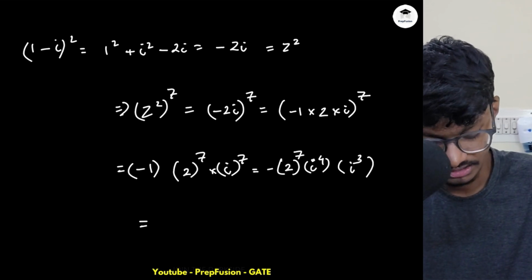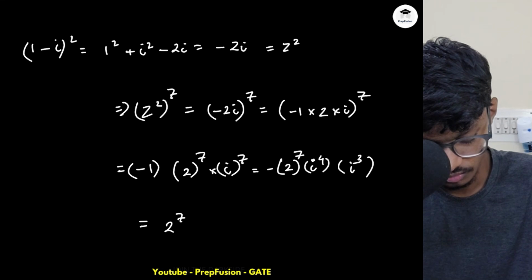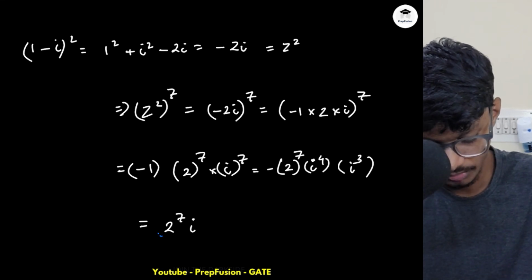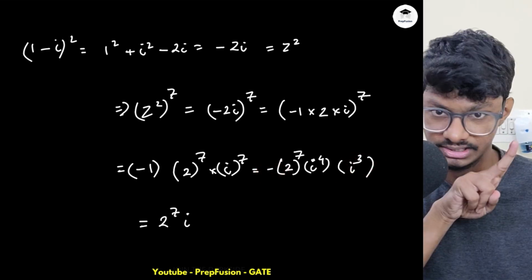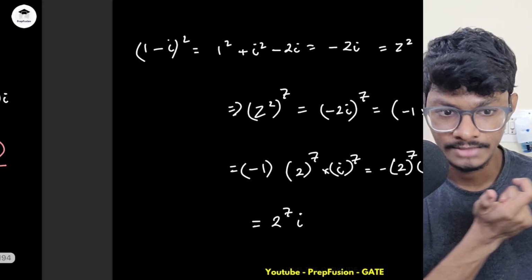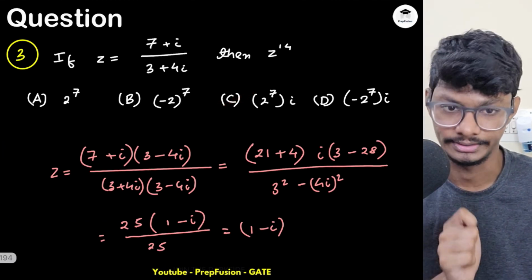So this becomes plus, right? Overall this becomes plus, so 2 raised to power 7 into i itself. This will be my answer, because here I have a minus and this i cubed is minus i. Minus minus gets cancelled and I am only left with i. So overall my answer will be 2 raised to power 7 into i.